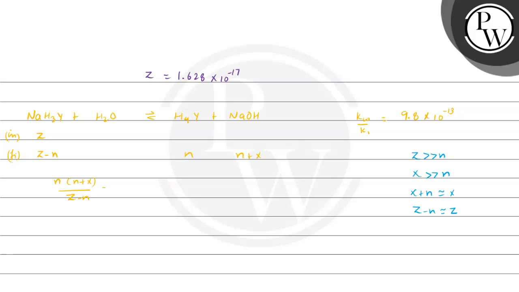So when we solve, N multiplied by N plus X divided by Z minus N will be equal to N multiplied by X divided by Z. We can substitute the values of Z and X, and this is equal to 9.8 multiplied by 10 raised to power minus 13. On solving, the value of N will be 3.82 multiplied by 10 raised to power minus 26. And as asked in the question, we have to calculate the fraction of EDTA in the fully protonated form, that is H4Y. The concentration of H4Y was N, and the value of N is 3.82 multiplied by 10 raised to power minus 26. I hope you understood the explanation. All the best.